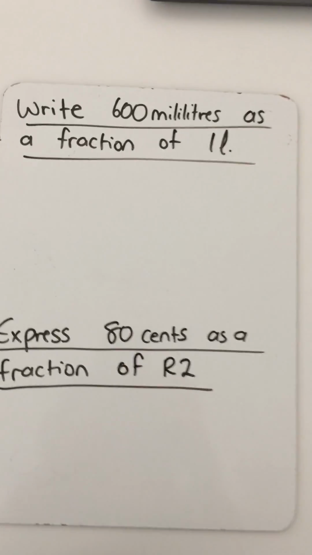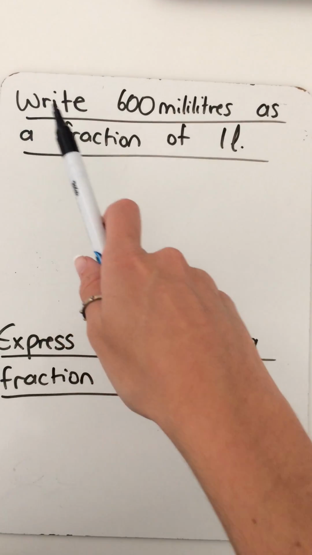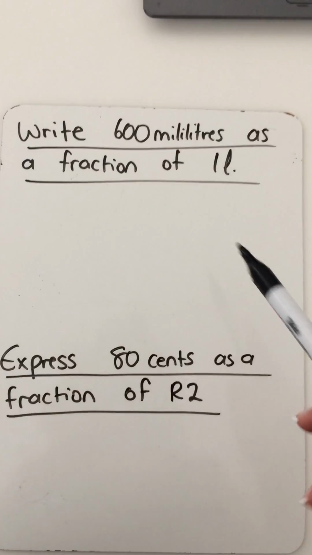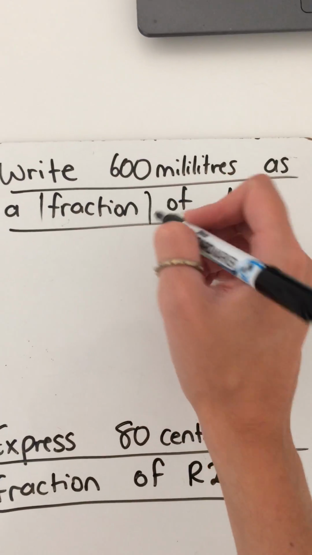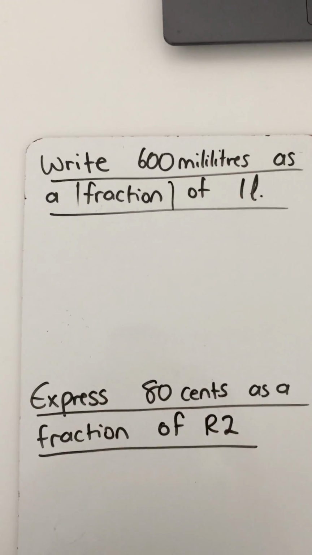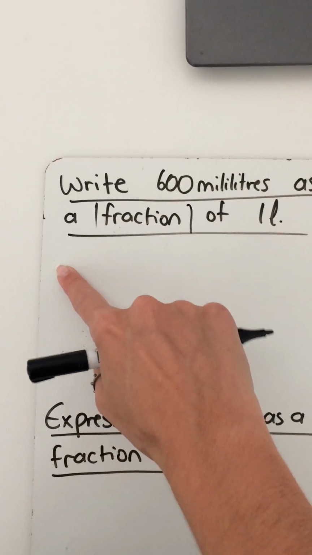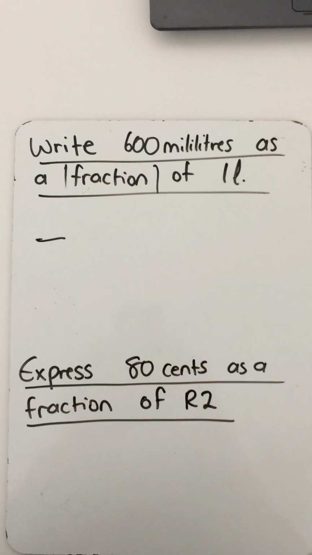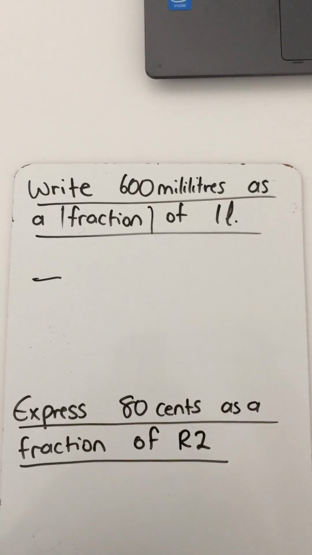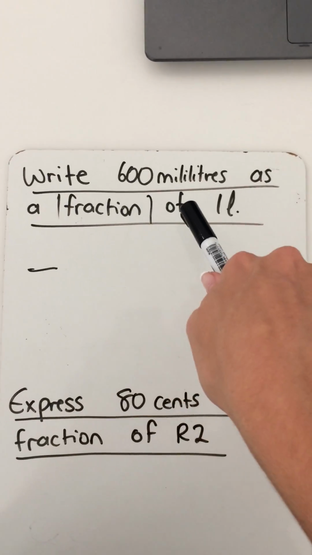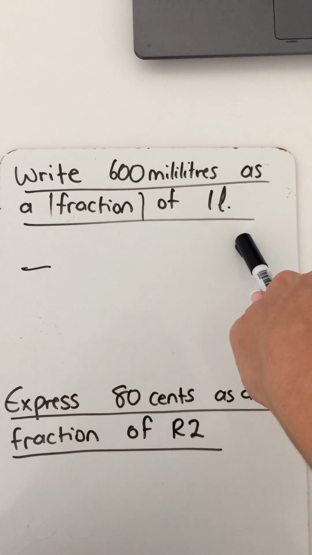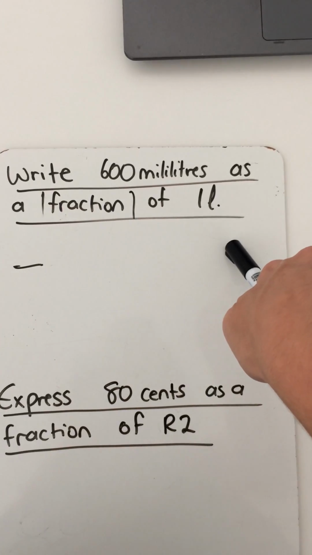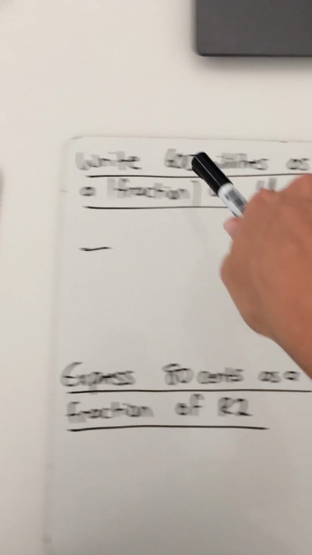In these examples, you need to write 600 milliliters as a fraction of 1 liter. The word fraction is important because I know when I'm writing a fraction, I'm going to have a numerator and a denominator. I know that for definite. So it says, write 600 milliliters as a fraction of 1 liter. So first I need to ask myself, how many milliliters are there in a liter?